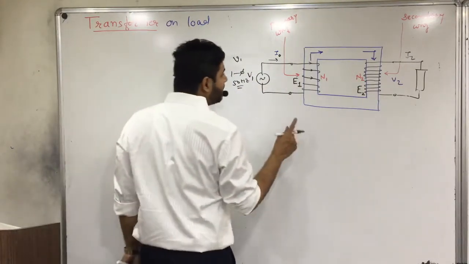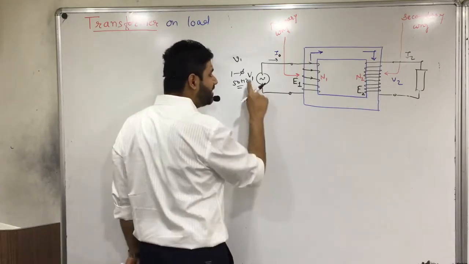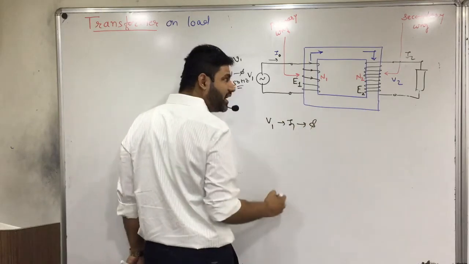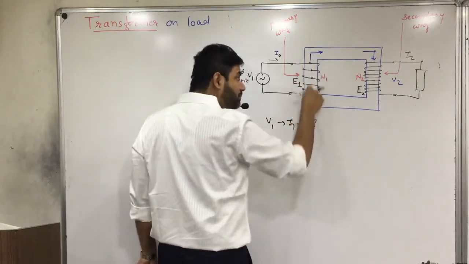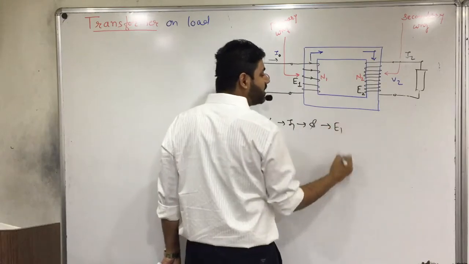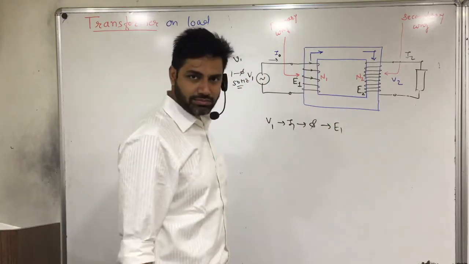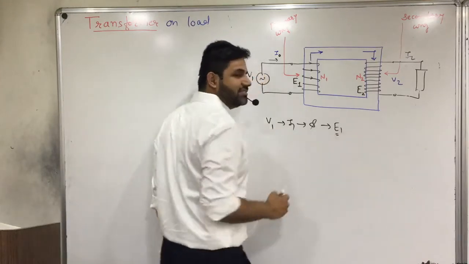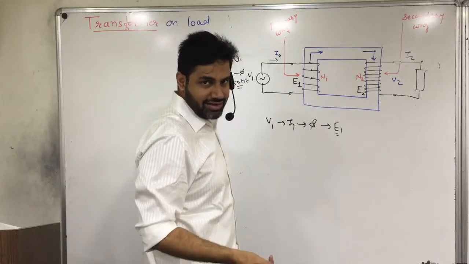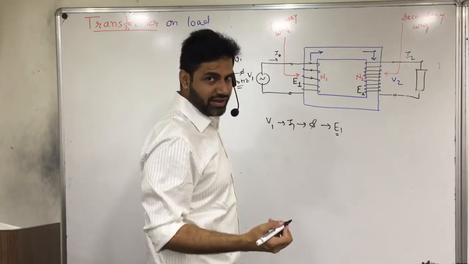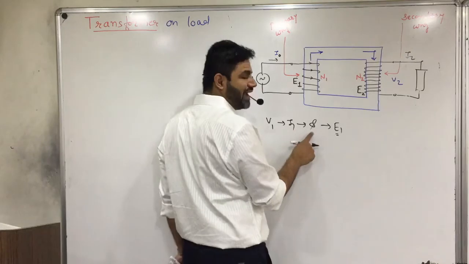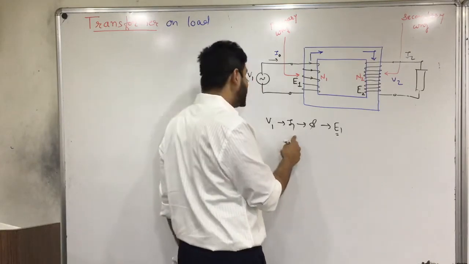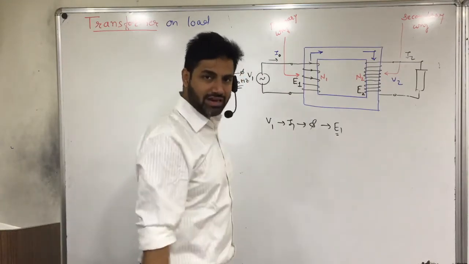Guys, when I give V1, I1 comes, due to I1, phi comes, this phi is cut by these N1 turns and then E1 comes. Is it clear? Acha, now let us apply Lenz's law. E1 is generated in which direction? So E1 because of phi, it will oppose phi, that's why it will oppose I, that's why it is going to oppose V. Pata chala ki nahi pata chala?